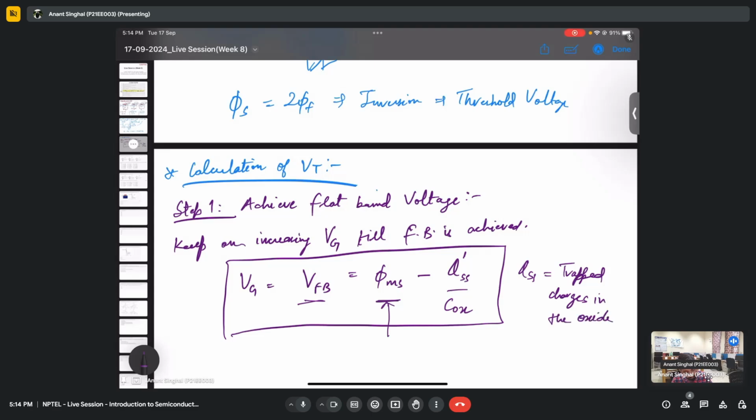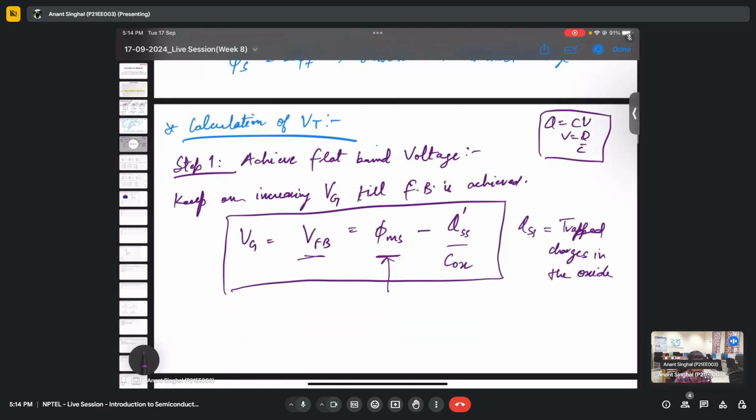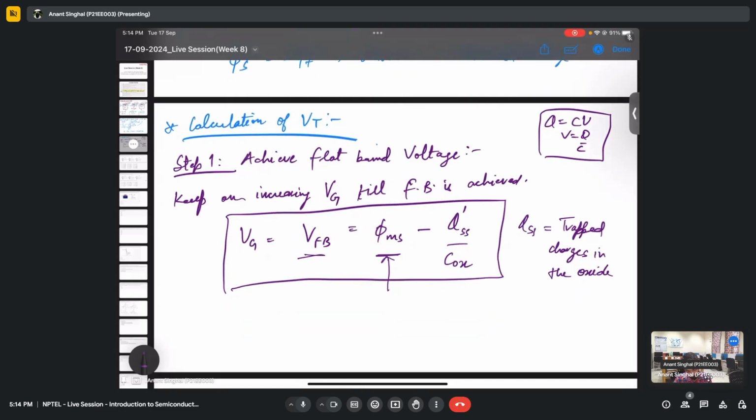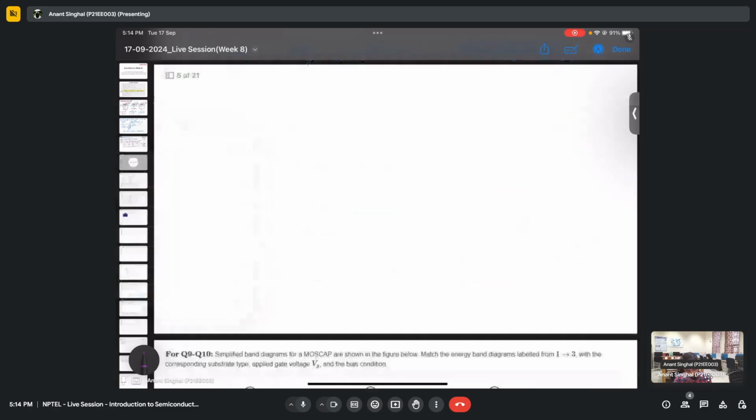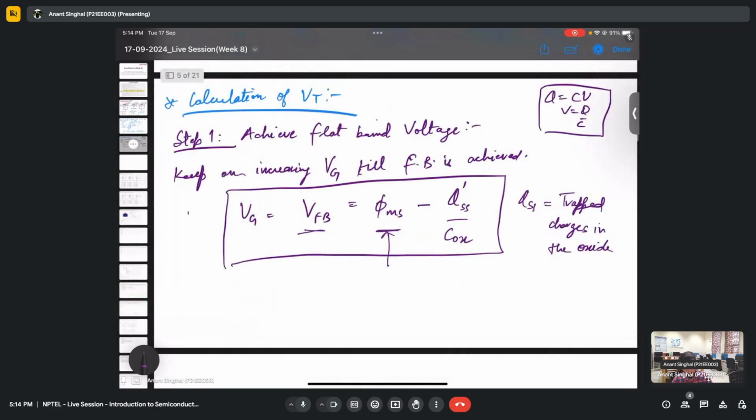So basically we know that Q is equal to CV. So from that I have written this voltage as Q by C, the drop that will come due to the trapped charges, if there is any. Is there any doubt in this particular thing? Sir, why are we doing minus QSS by Cox? Yeah, because of the negative charges. That is not a problem. There will be a voltage drop, like the voltage will decrease.